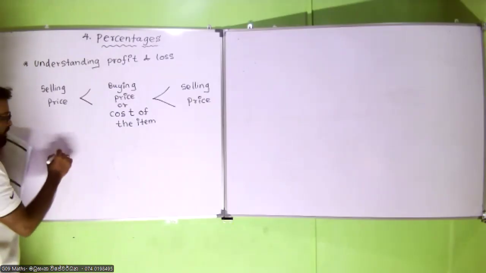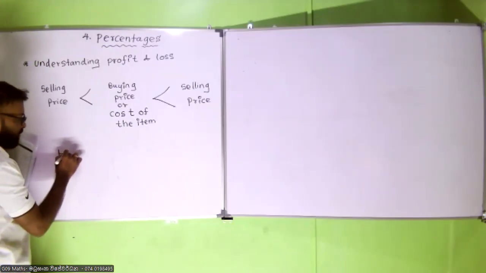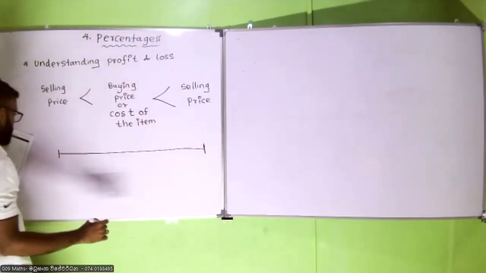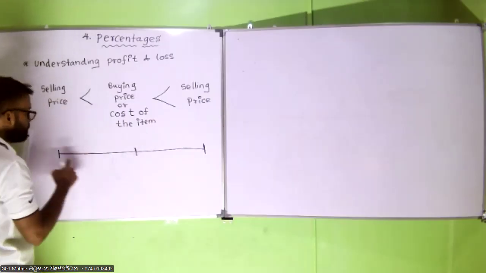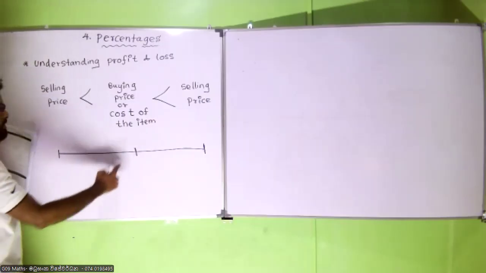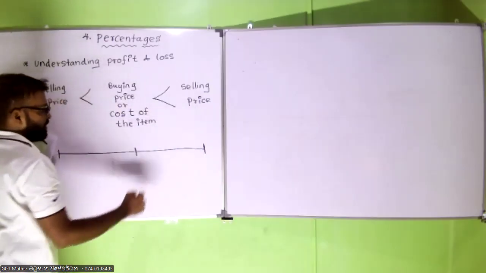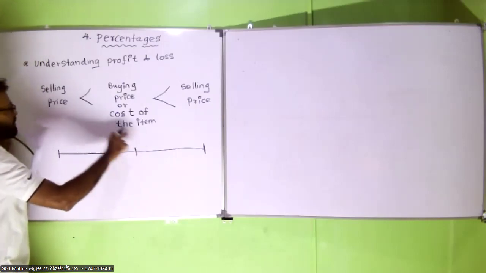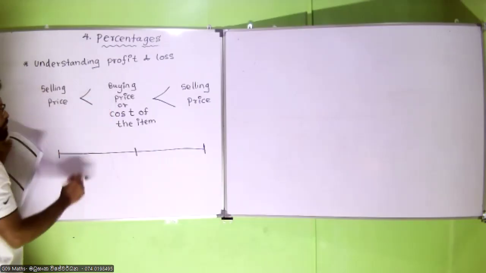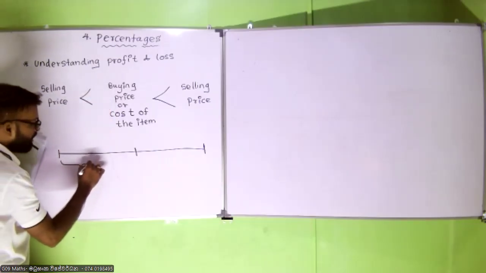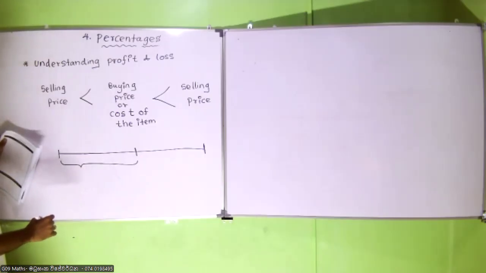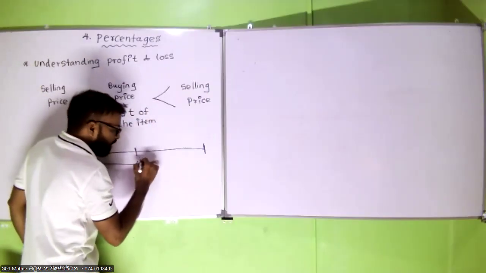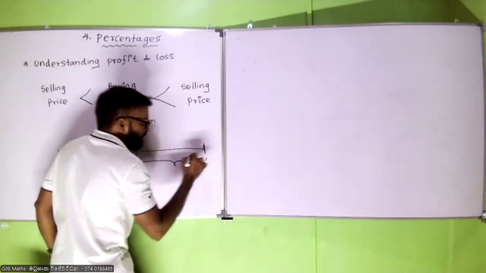If I show this using a line, here you have the selling price, here the buying price, and again here the selling price. When the selling price is less than the buying price, this part is a loss. And when the selling price is greater than the buying price, we call this part a profit.